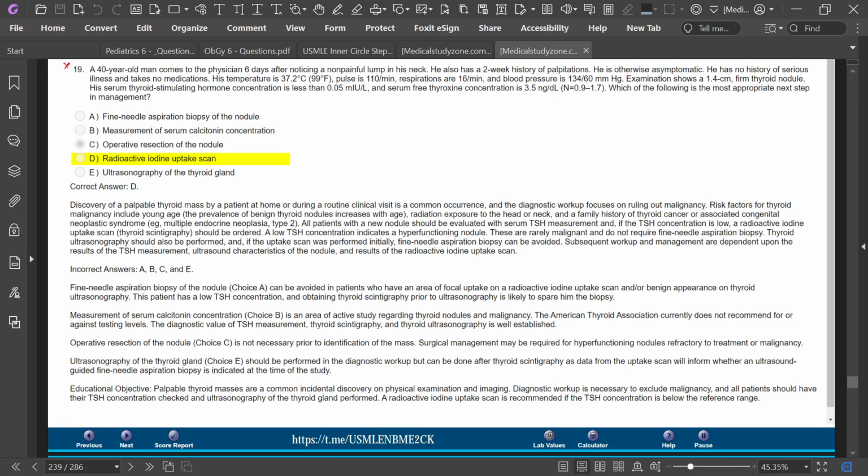Okay, I want to read the other options too. Okay. Fine needle aspiration.